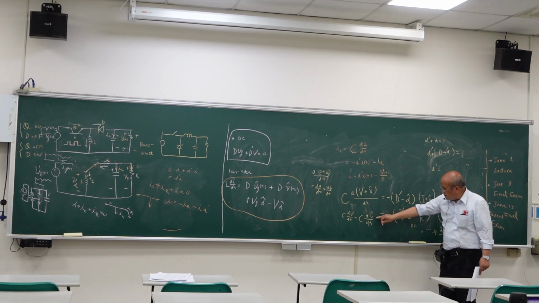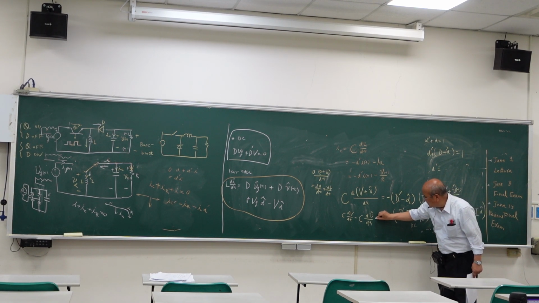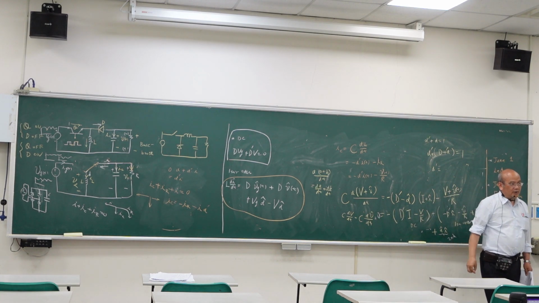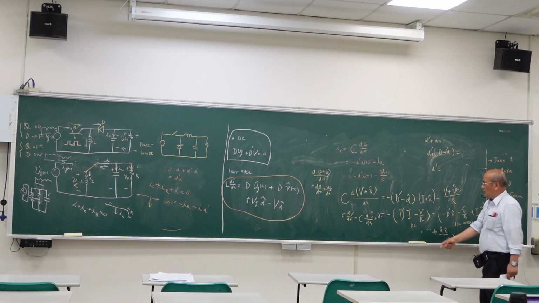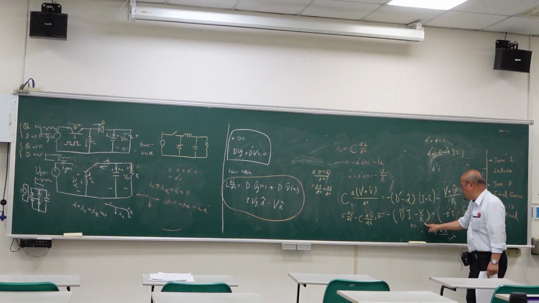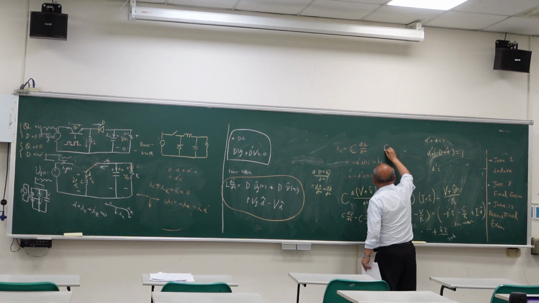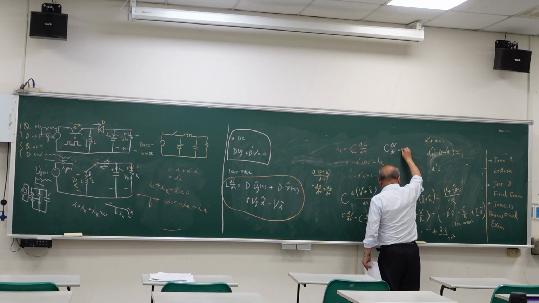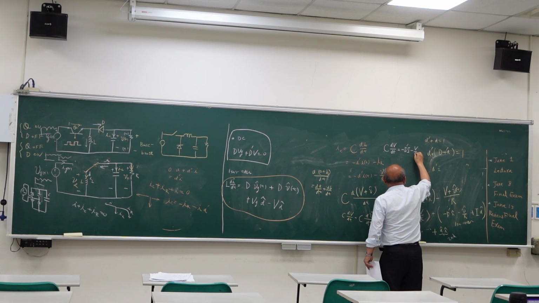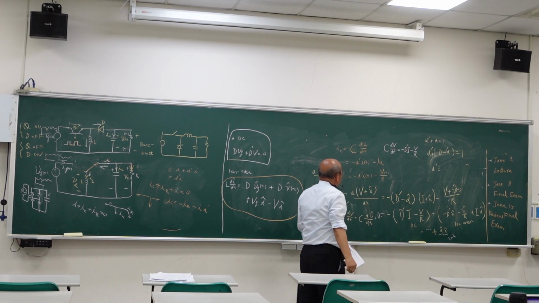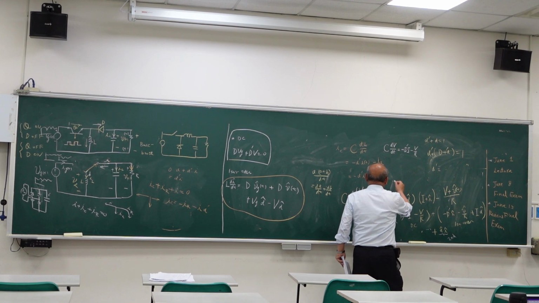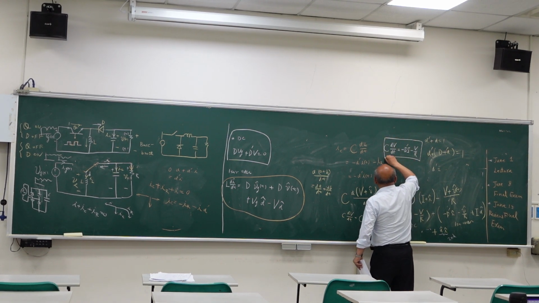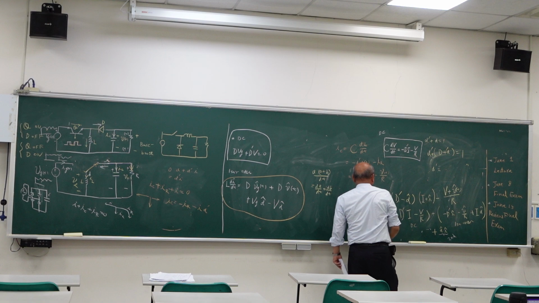In here, where is second order? 0. So now, DC equal to DC. So C dV/dt equal to minus D' I minus V/R. So this is the DC value.